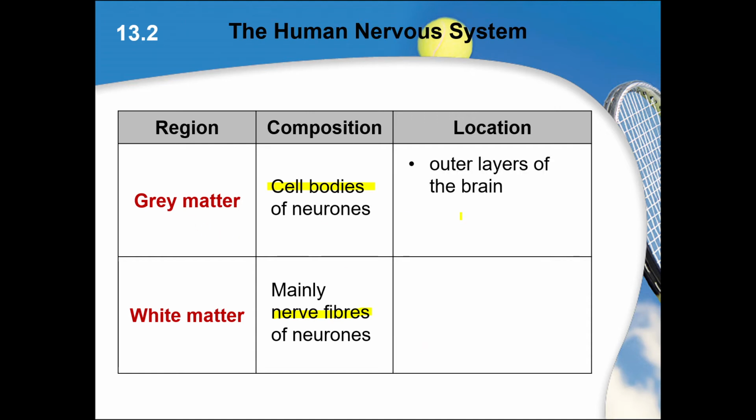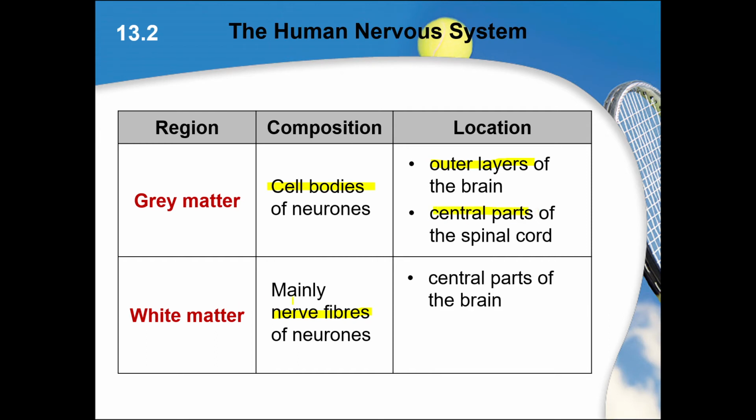Gray matter is found, like I said earlier, on the outer layers of the brain and the central regions of the spinal cord. And for the white matter, it will be the opposite: central parts of the brain, outer layers of the spinal cord.